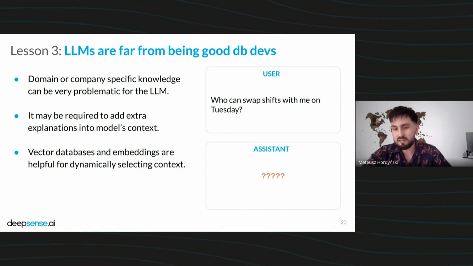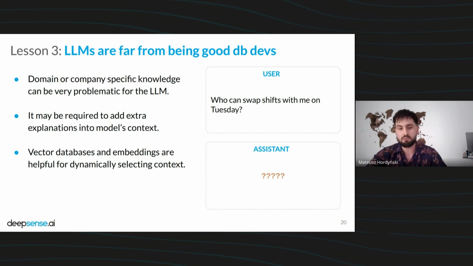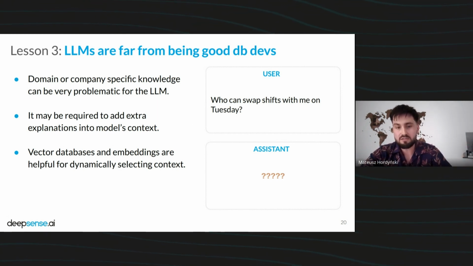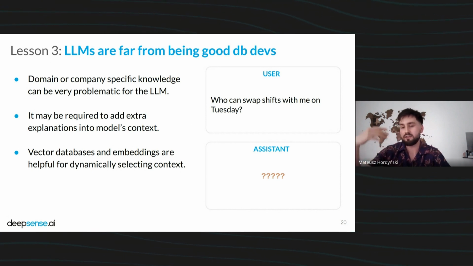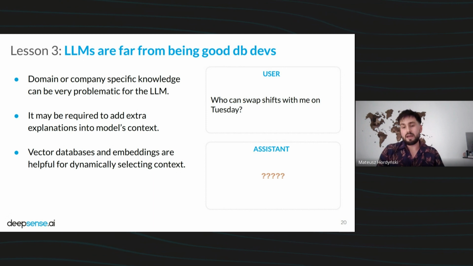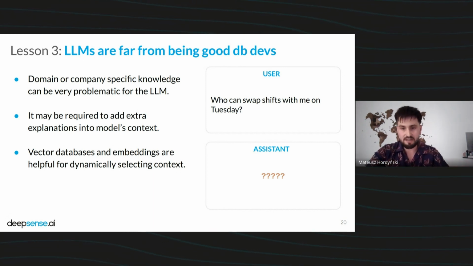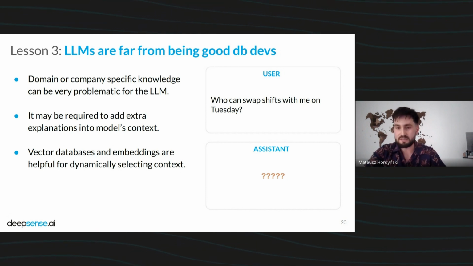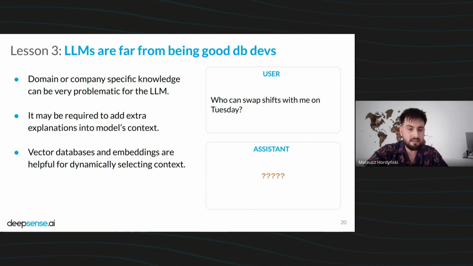And the model doesn't know anything about it. So it may be required to add that extra knowledge, extra explanation into the model's context. So when the user asks the question about swapping shifts, you may provide the model with extra context, with extra instruction. What does it mean to swap shifts with somebody? What rules are needed to be confirmed here?